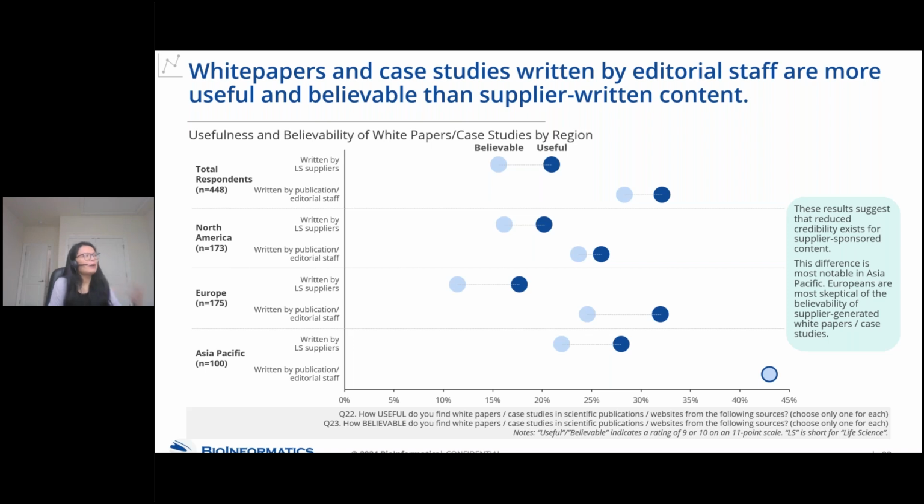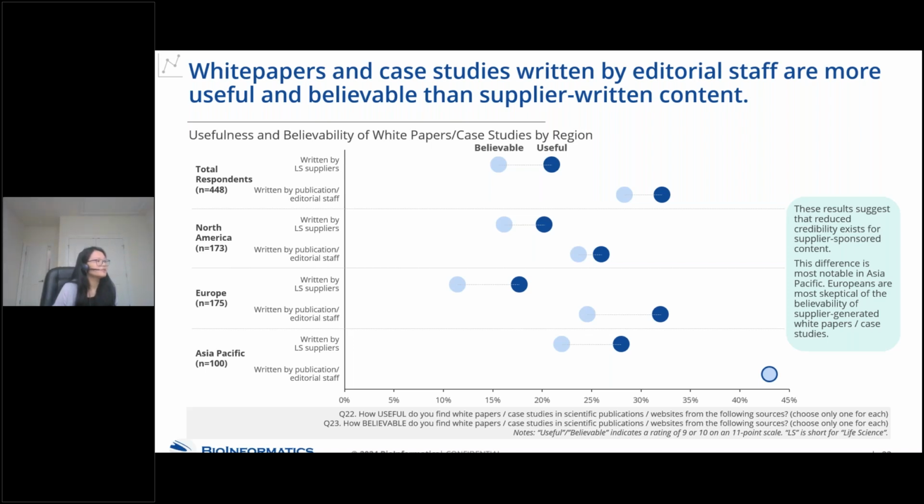What we found is that white papers and case studies written by editorial staff are more useful and believable than supplier-written content. So there is a caveat that respondents are slightly less trustful of the content that's provided by suppliers directly. Nevertheless, they do still find the material useful. So it is important to create this content for researchers.